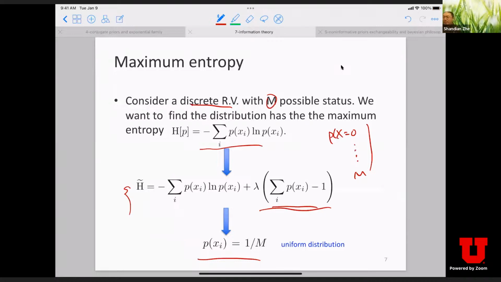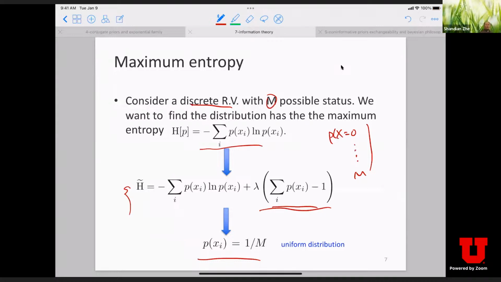And this is also reasonable. I would be most uncertain about this random variable when the chance that it takes every different value is the same. I don't have any preference of which value it should take.